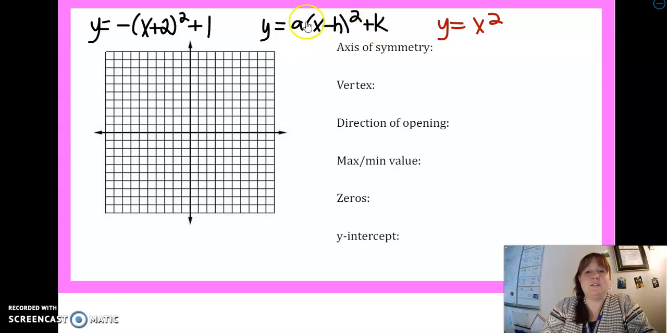So the x is inside the function, so it's going to move the function left or right. The k is outside the function, so that means it affects our y values. It's going to move things up or down. And the a is also outside our function, so that means it's going to stretch or compress our parabola.